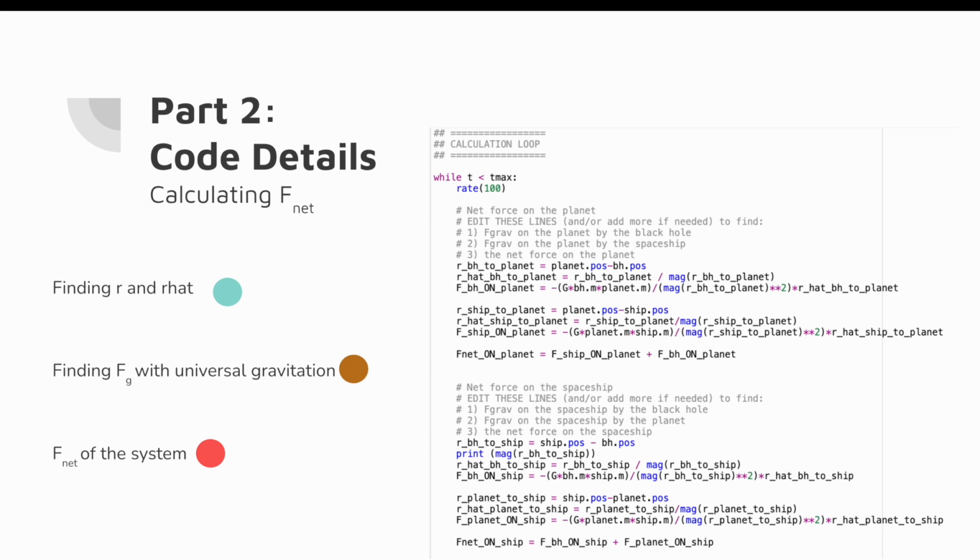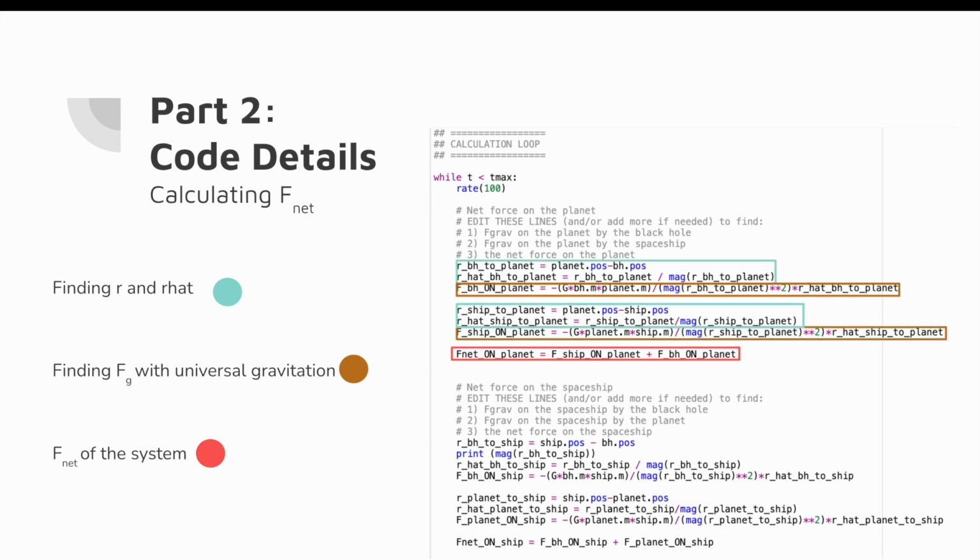Here we are going to find our r hat. In the blue, we have the r hat component and our r component. For the planet to the black hole, in our gold, we have the universal gravitation for the planet to the black hole, and these two are the same thing but with the ship to the planet, and then our F net is going to be the sum of those two forces.